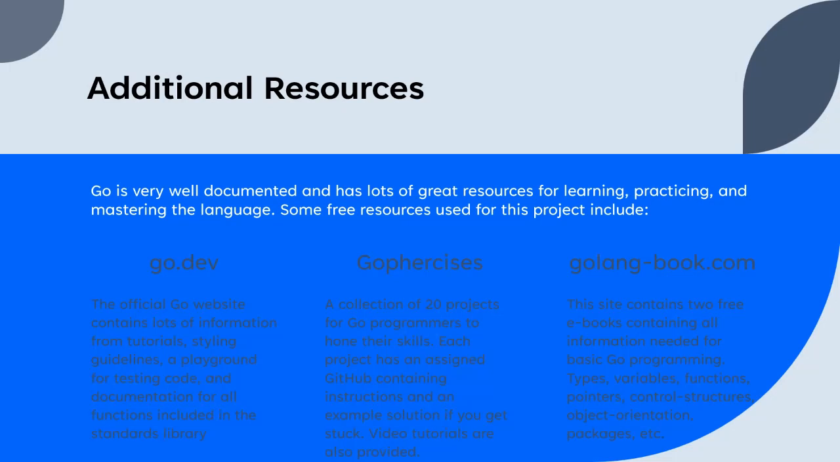Another resource is Go by Exercises, a collection of 20 projects for Go programmers to hone their skills. Each project has an assigned GitHub containing instructions and an example solution if you were to get stuck. Video tutorials are also provided. Finally, we used golangbook.com. The site houses 2 free ebooks containing all information needed for basic Go programming. Includes topics such as types, variables, functions, pointers, control structures, object orientation, packages, and many other topics discussed in this presentation.